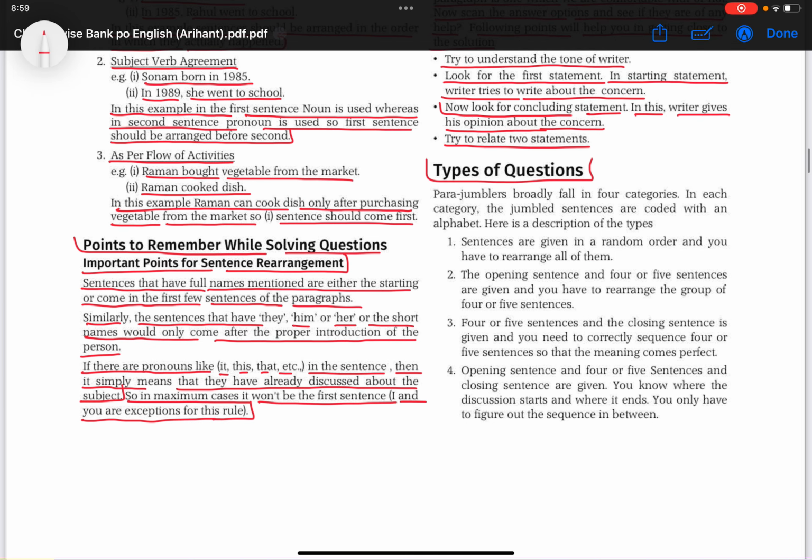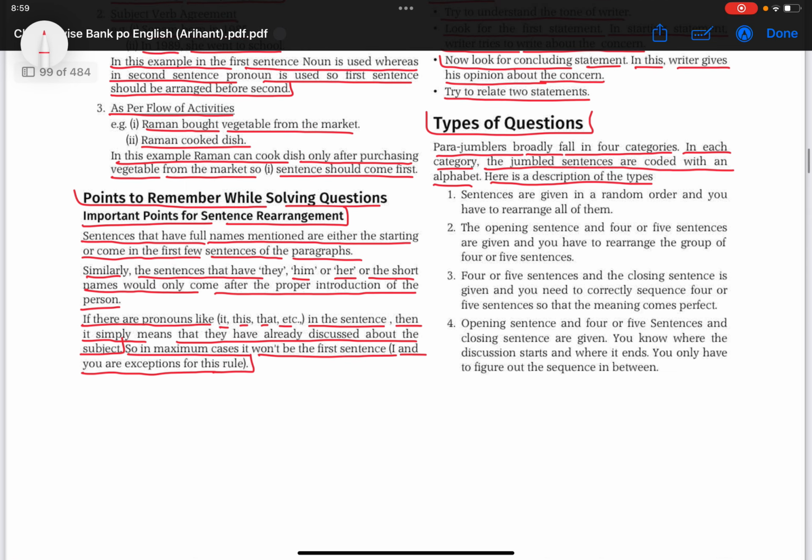Types of questions. Para jumbles fall into four categories. In each category, the jumbled sentences are coded with an alphabet. Here is a description of the types. Sentences are given in a random order and you have to rearrange all of them.